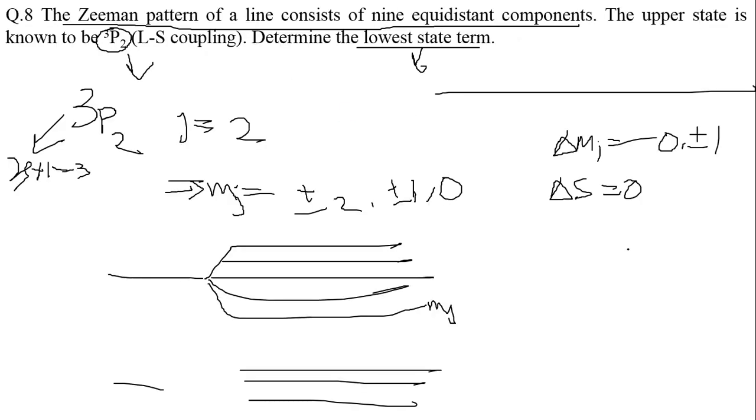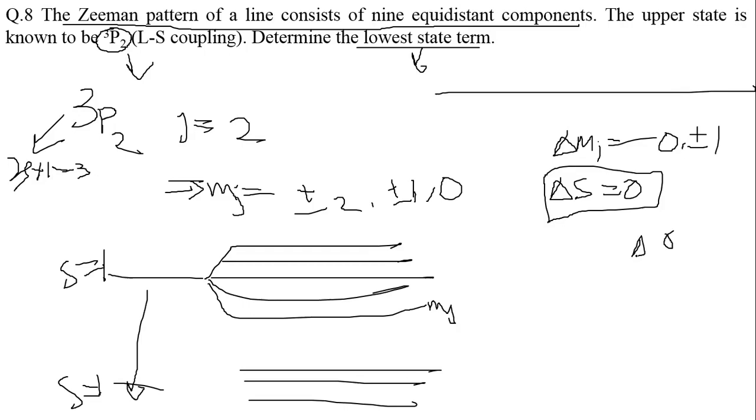Since the transition rule satisfies delta s equal to 0, for this lower level s will also be 1, because only then will there be transitions. But here it is given there are 9 equidistant components. So the selection rules for mj are delta mj is 0, delta mj is plus 1 and delta mj is minus 1. So corresponding to these 3, if there are 9 components, then corresponding to each selection rule there are 3 components.